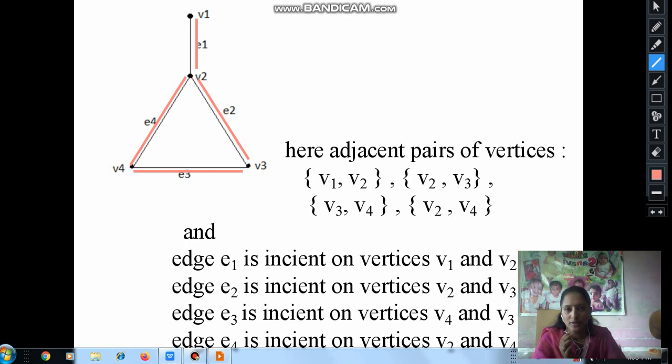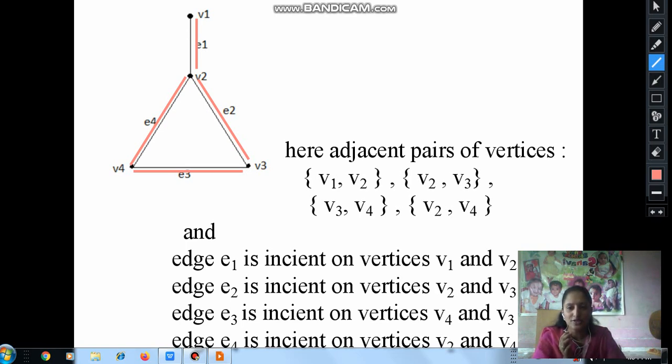Now look at the figure. Here there is no edge between V1 and V4. Therefore, V1 and V4 are not adjacent vertices. There is no edge between V1 and V3. Therefore, V1 and V3 are also not adjacent vertices.